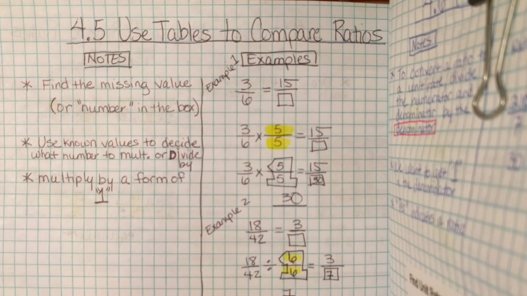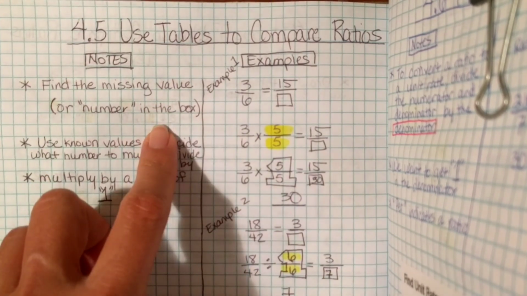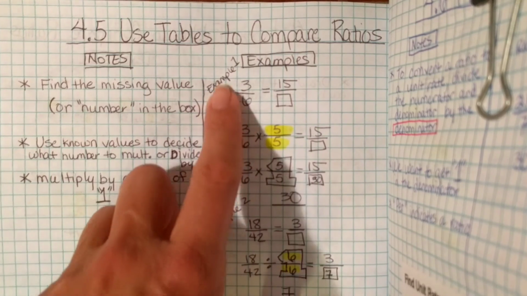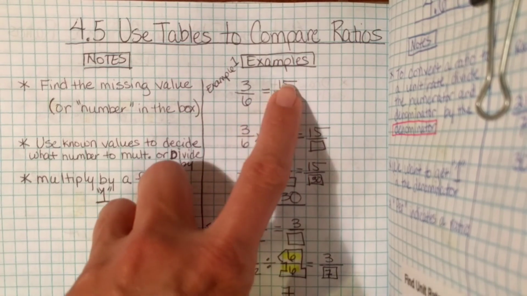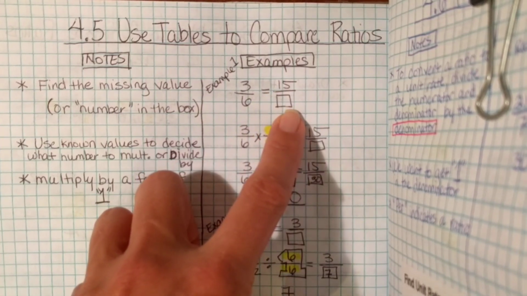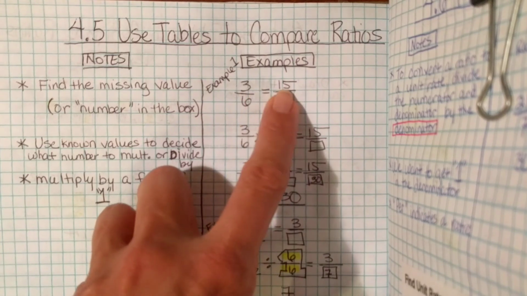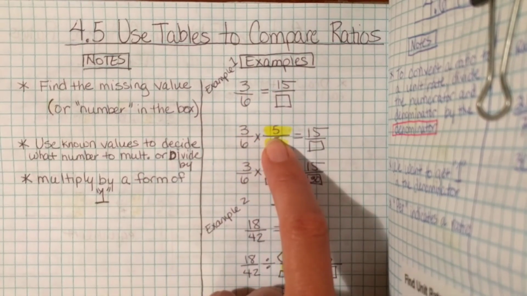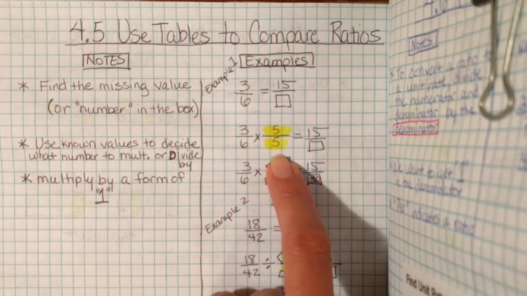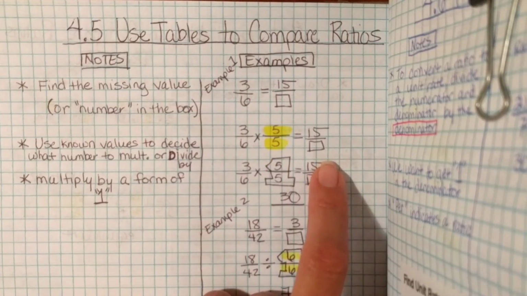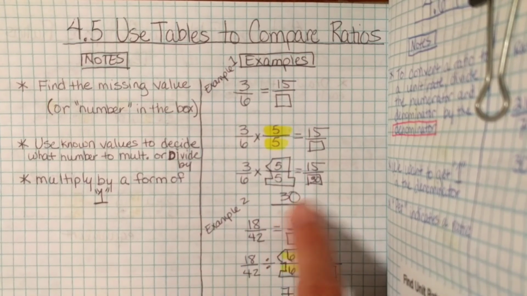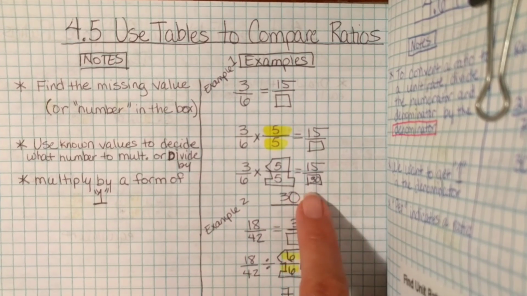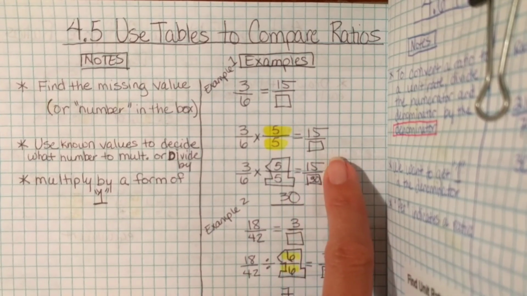Taking a look at our notes, we have find the missing value or number in the box. So here's example 1. 3/6 is equivalent to 15 over we don't know. Well, how do we get from 3 to 15? Well, we multiplied by 5. So if we do the same thing to the denominator, that will give us the unknown value. 6 times 5 is 30. So the answer for the unknown value is 30. The equivalent ratio is 15/30.